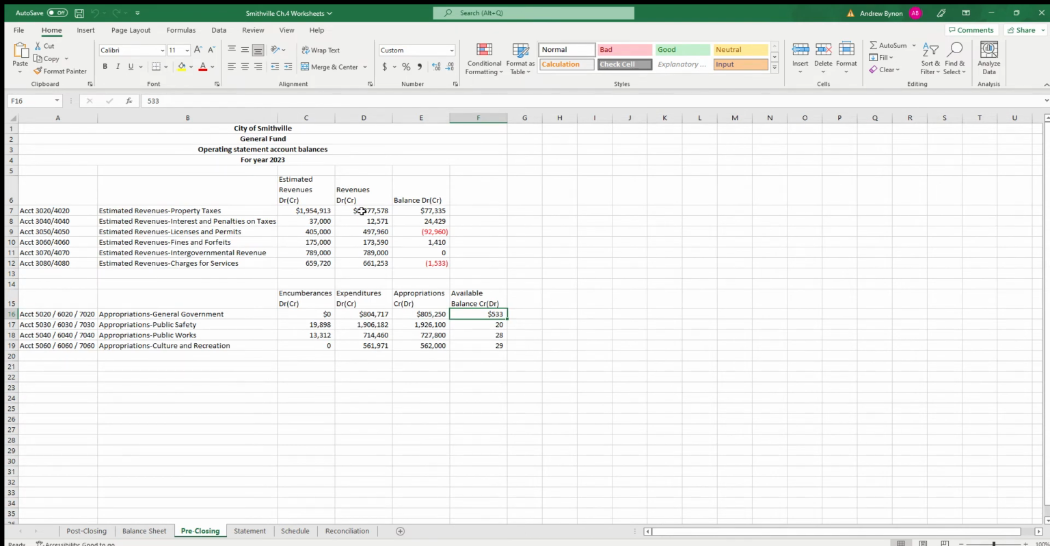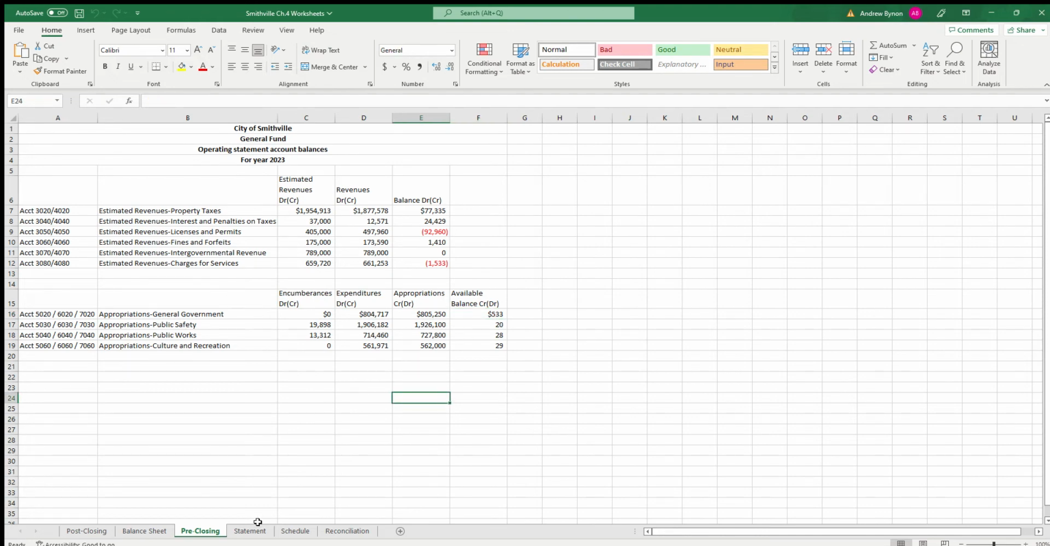Then from the journal entries, we also generated our operating statement account balances for the subsidiary ledgers for several accounts. In this case, our estimated revenues, encumbrances, expenditures, and appropriations. Gathered all of these amounts. Estimated revenues minus revenues gives us these amounts. Then appropriations was equal to the current balance minus the total of expenditures and encumbrances, which gives us these.